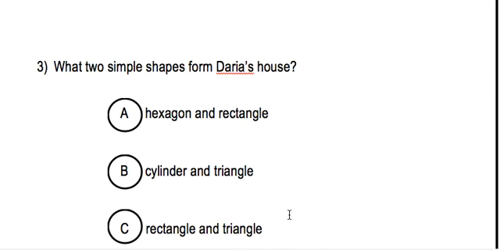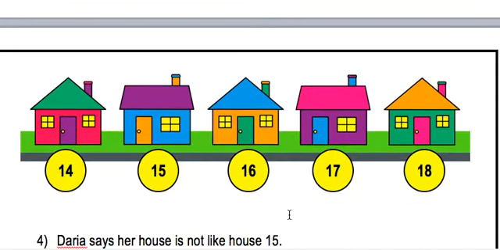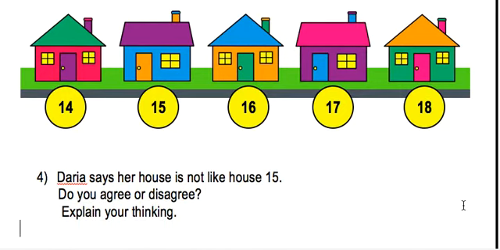Number 4 is found on the back of your paper. And again, I apologize, your paper does not look exactly like this. And that's why Ms. Jones is helping you by reading it to you and also showing you where you should be. Your paper does not have houses. It does not have circles underneath of the houses. The only thing your house has are numbers, which are number 14, 15, 16, 17, and 18. But that should be enough information to help you tackle this question.